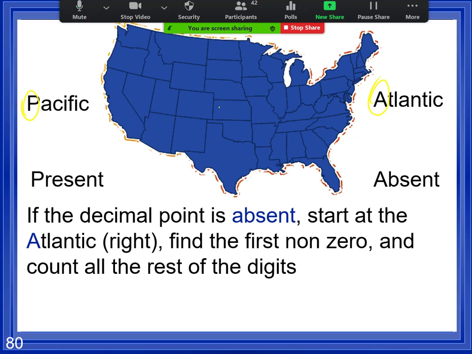Okay? Because if the decimal point is absent, so if you've got a number and it does not have a decimal point in it, start at the Atlantic side, the right side, and move your way across until you find that first non-zero digit. That's your first sig fig, and everything after that is a sig fig too. So if it's absent, you start on the Atlantic side, find the first non-zero, that's your estimated number, and everything in front of it is going to count.